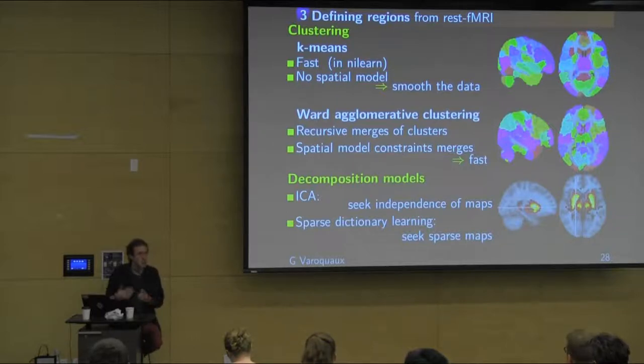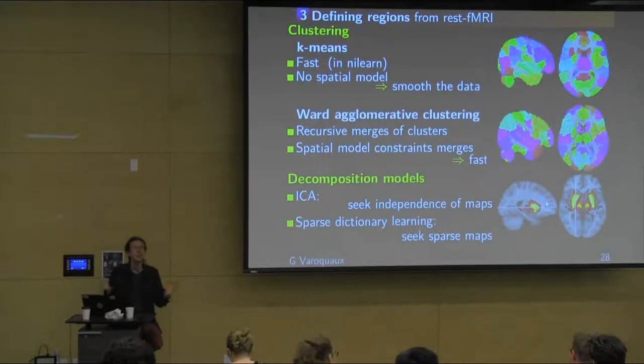What ICA does in this problem is it seeks independence between the maps. So you're basically trying to find maps that are independent and explain well the data. And another way of instantiating this is to use sparse dictionary learning. So basically the idea is that you seek sparse maps. And this is, for instance, the result of what you get when you do sparse dictionary learning. So you're basically finding a set of brain regions that are in a sparse background that explain well the signal.